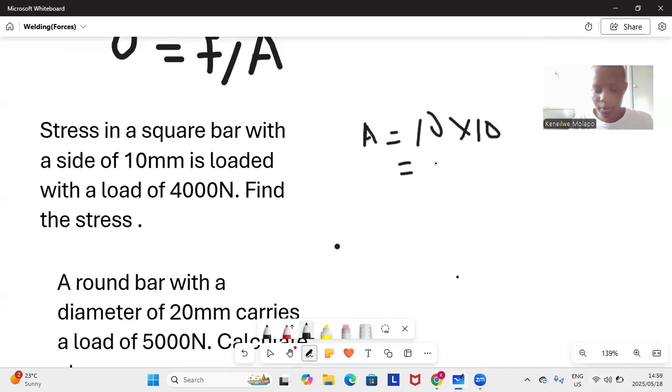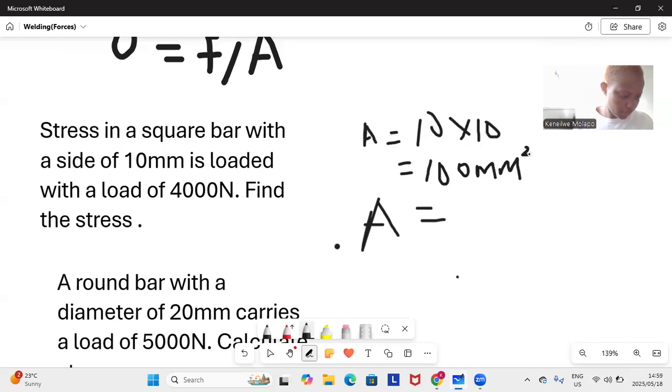Okay, your area equals 10 times 10, right? Your area equals 100 square millimeters. So you have to know that this must be measured in meters. From millimeters to meters, we divide by 1,000. Therefore, your area is equal to, no, here it is squared, so we're not just dividing by 1,000. We will say 100 times 10 to the power negative 6.